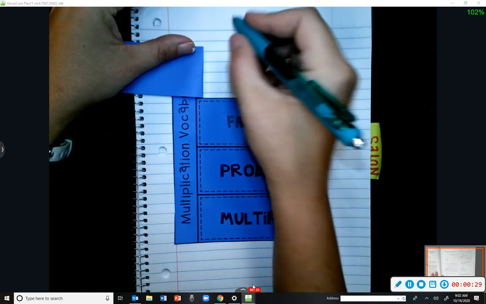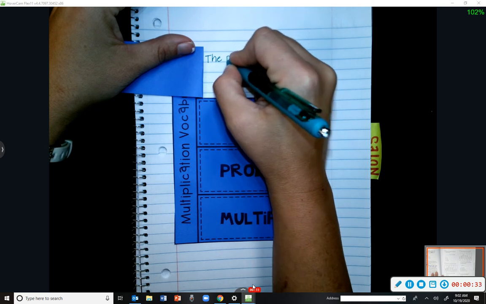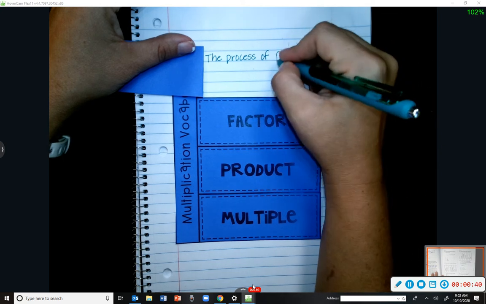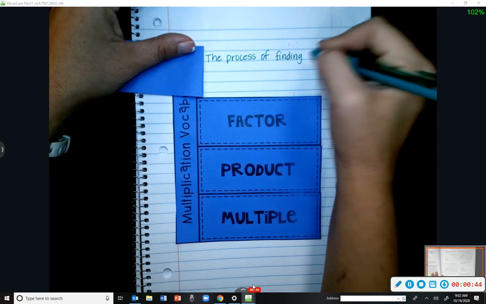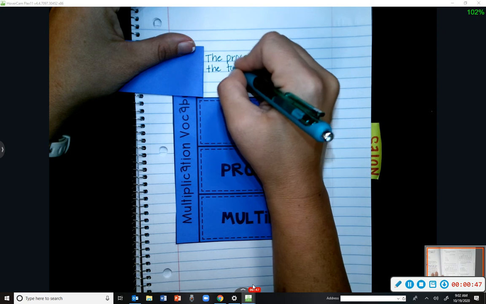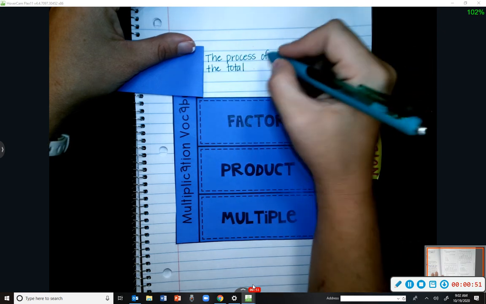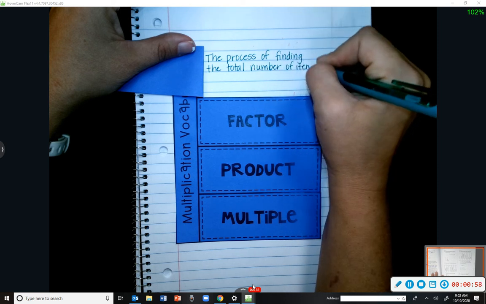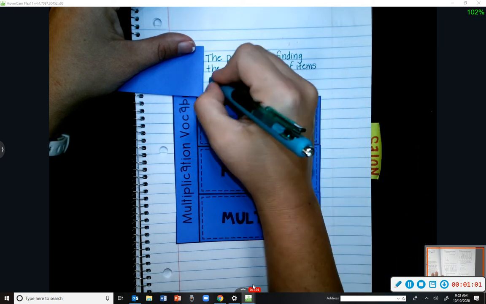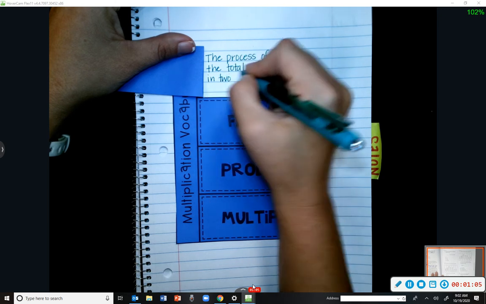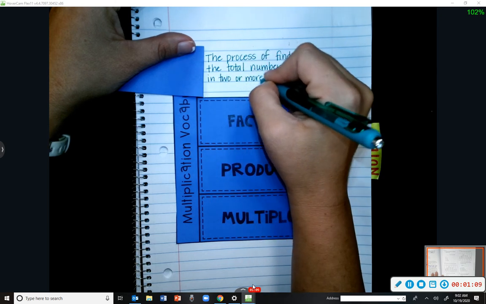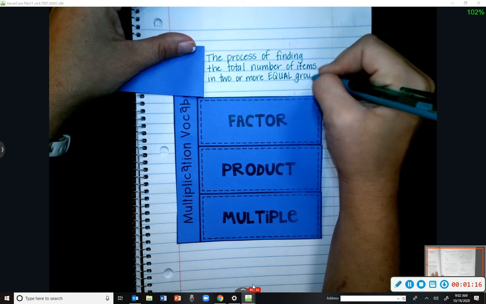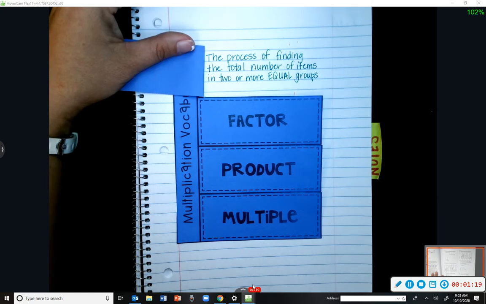Okay, multiplication is the process of finding the total number of items in two or more equal groups. Okay, so I'll give you a second to get that written down.